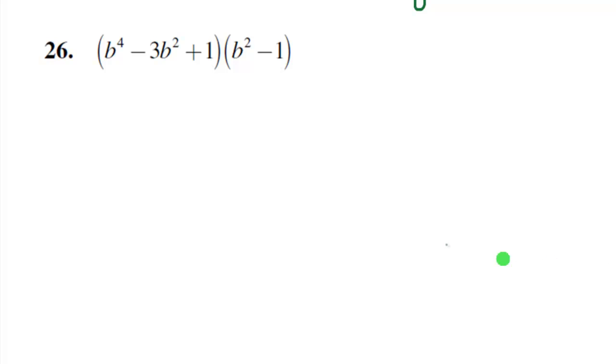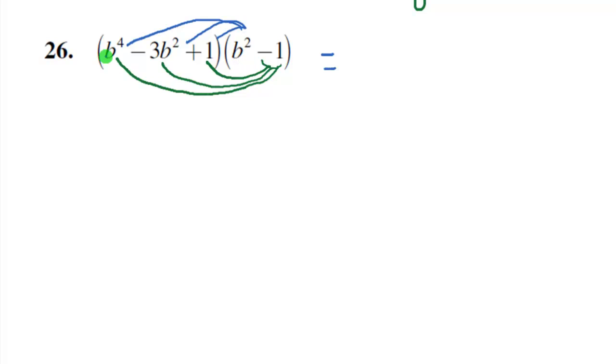Okay, and we have another trinomial multiplied times a binomial. Again, I like using the binomial to distribute because, I don't know, it's a personal choice. So we're going to distribute the b squared times the b to the fourth, the 3b squared, and the 1. And then I'm going to distribute the negative 1 times the b to the fourth, negative 3b squared, and the positive 1.